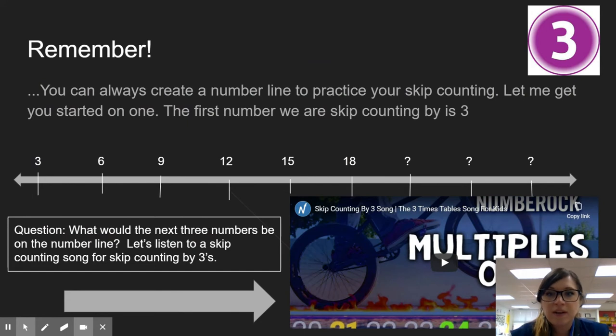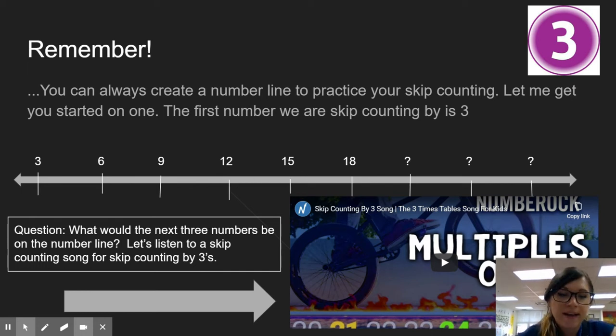So remember, you can always create a number line to practice your skip counting. Let me get you started on one. The first number we are skip counting by is 3. So if you look at our number line right here, we start at 3, but there's some missing numbers at the end. So let's count together. 3, 6, 9, 12, 15, 18.